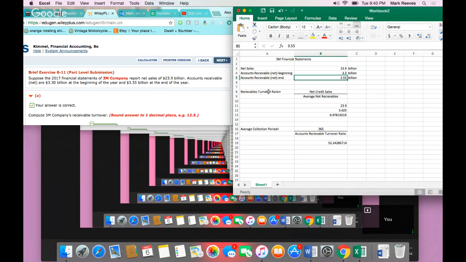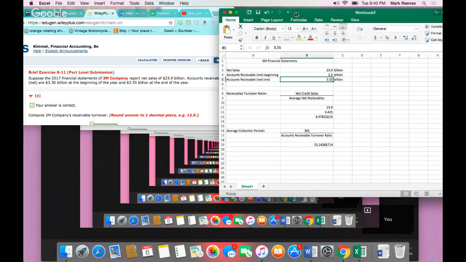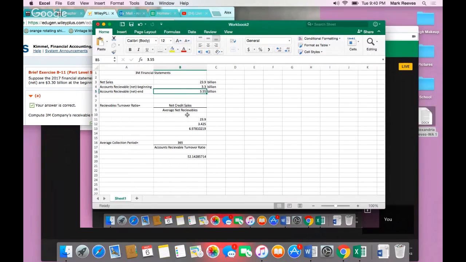So the formula for receivable turnover is net credit sales, so it's going to be this net sales right here, divided by the average net receivables. So what we're going to do is take the 23.9 billion divided by the average net receivables. And here we have two receivables.